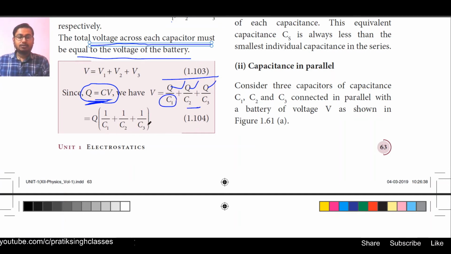Okay, fine. So taking Q common outside, we will get Q into 1 by C1 plus 1 by C2 plus 1 by C3, that is V is equal to Q into 1 by C1 plus 1 by C2 plus 1 by C3, that is equation 1.104. Please remember this formula for your future numerical sums.